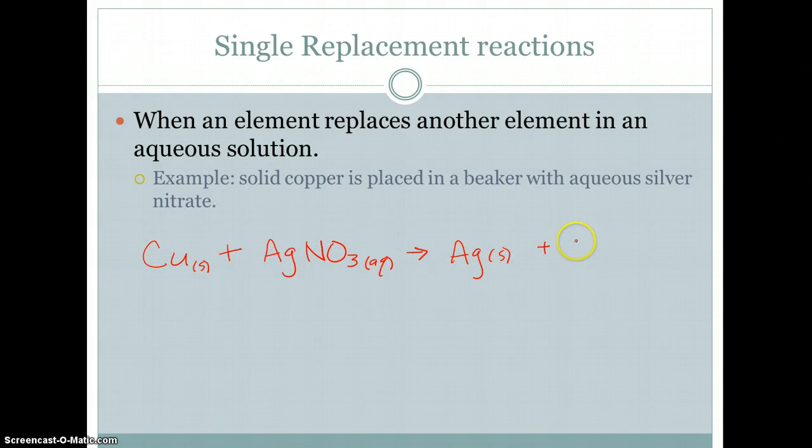Now, one thing you would need to know is that copper has a +2 charge. So when it bonds to nitrate, we're going to need 2 NO3s, and this is going to become aqueous. And then to balance it, we would put a 2 here and here. So that's a single replacement reaction. The metal will replace the other metal in the reaction in order to get a solid metal and another aqueous solution.